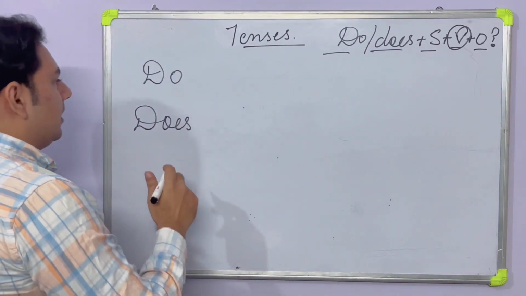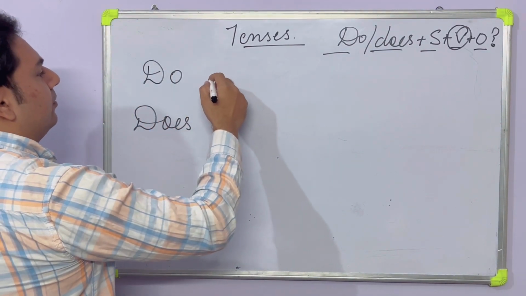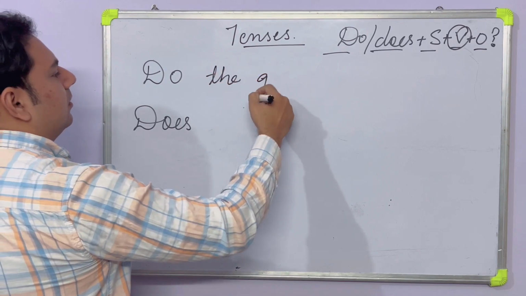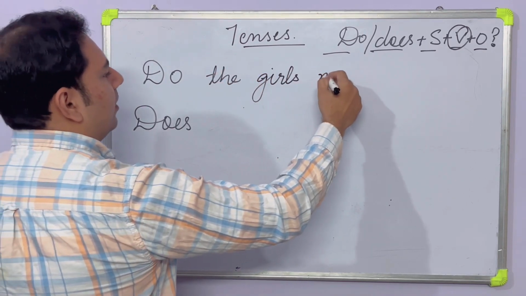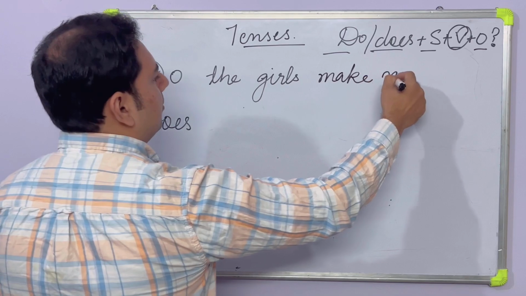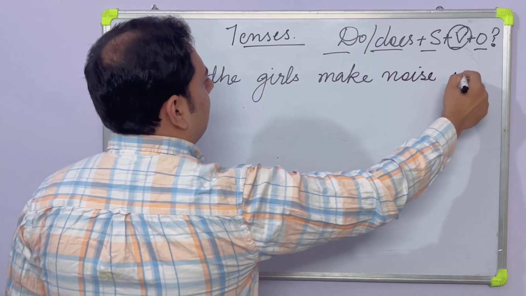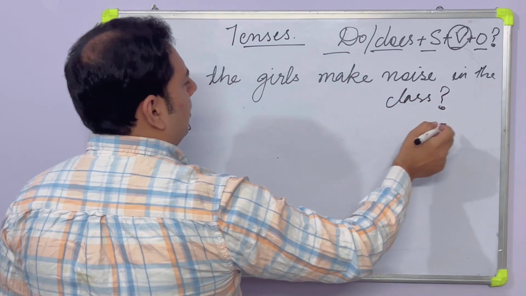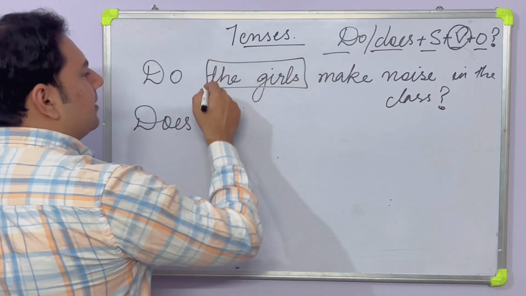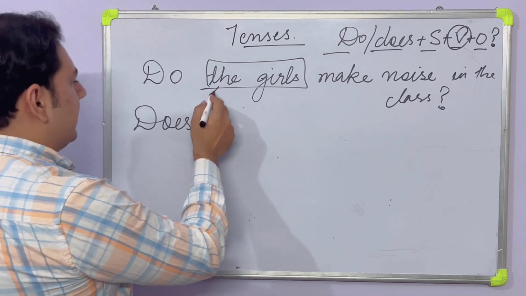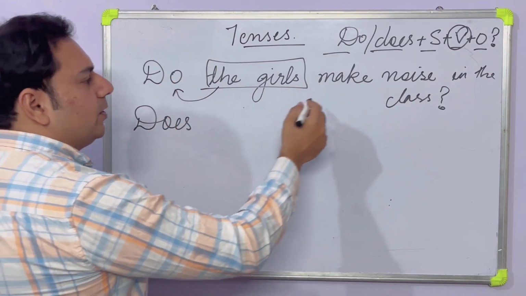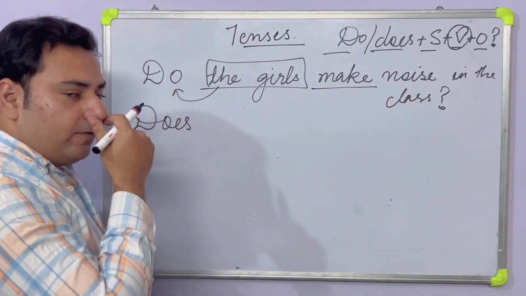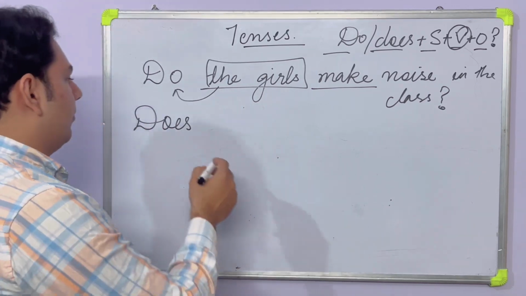So let's do an example over here. Do the girls make noise in the class? Question mark. Over here the girls, they are plural, and that is the reason do is used, and make, that is the verb, so that is the root form.